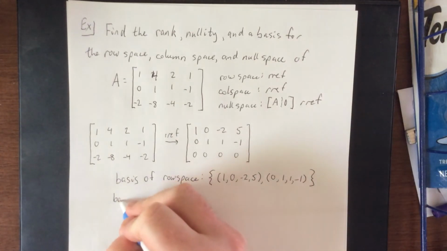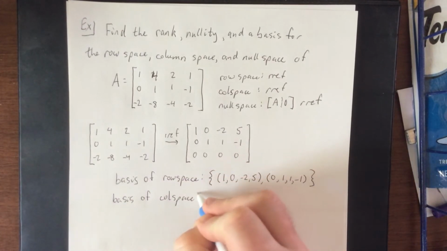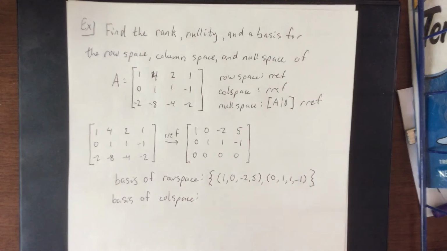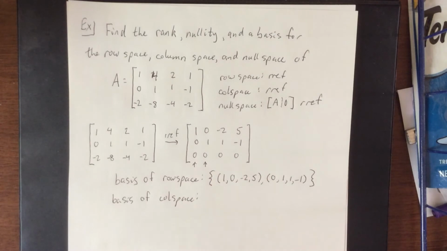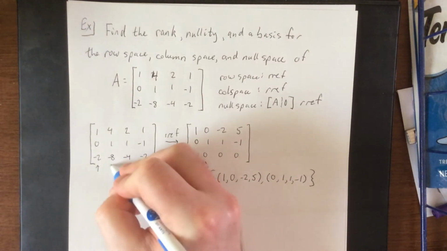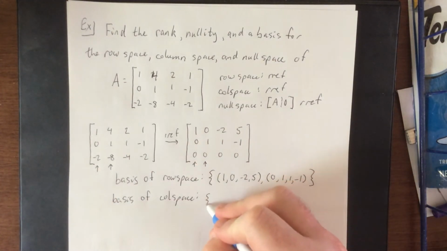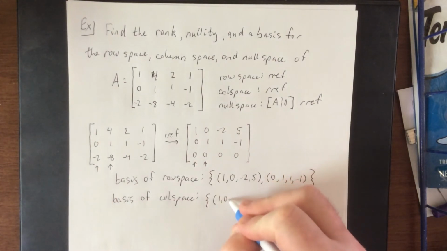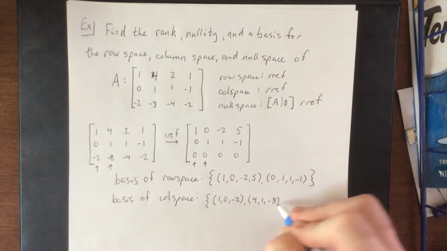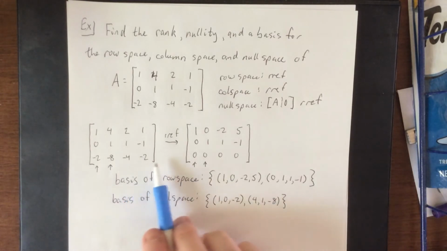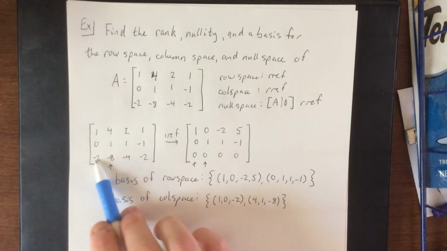For a basis of the column space, we note that it is only the first 2 columns that contain a lead 1, which means that we are going to go back to the first 2 columns of the original matrix A. Those 2 columns will form the basis of our column space. So those vectors are 1, 0, negative 2, and 4, 1, negative 8. The other 2 columns of the original matrix can be written as linear combinations of just these 2 vectors.